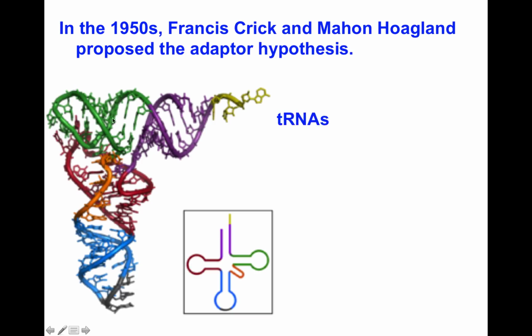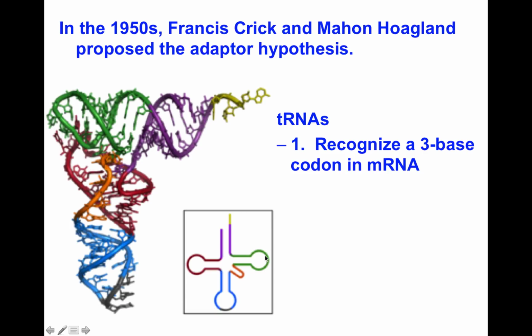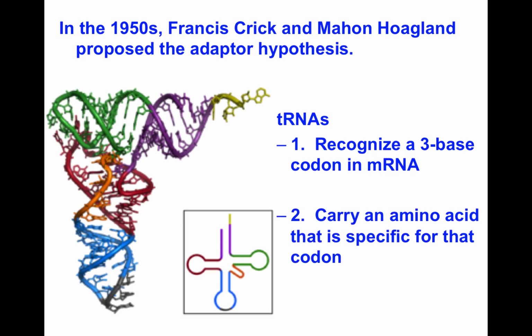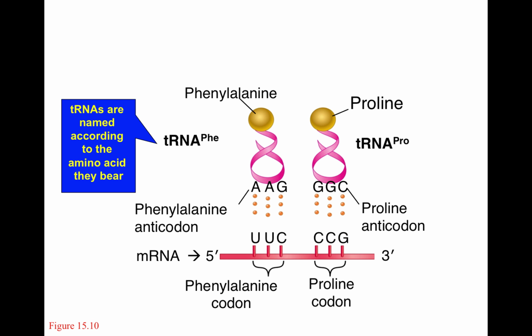This is the three-dimensional structure of a tRNA, and this is the flattened out two-dimensional version. tRNAs recognize the 3 base pair codon in the messenger RNA, and they carry an amino acid that's specific for that codon. tRNAs are named according to the amino acid they bear. So if there are several different codons for phenylalanine, there will be several different tRNA phenylalanines in the cell.